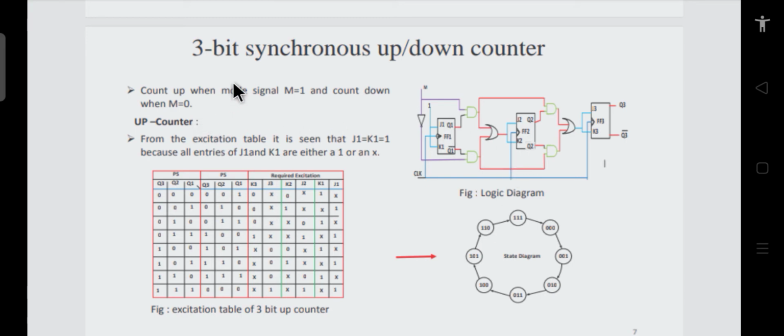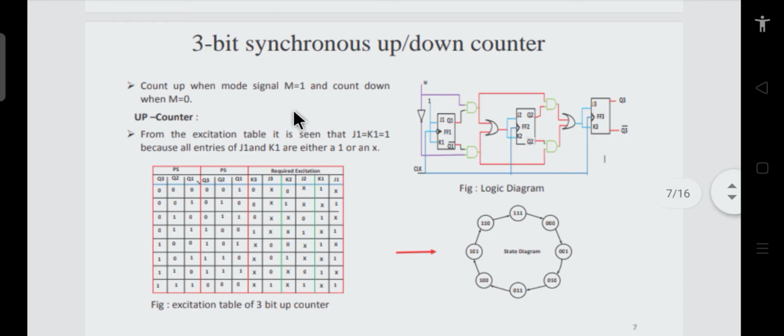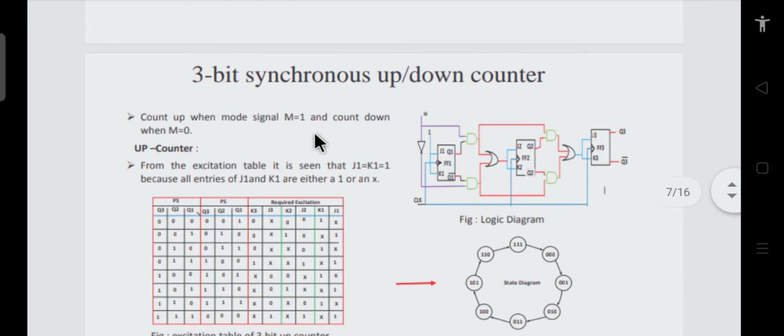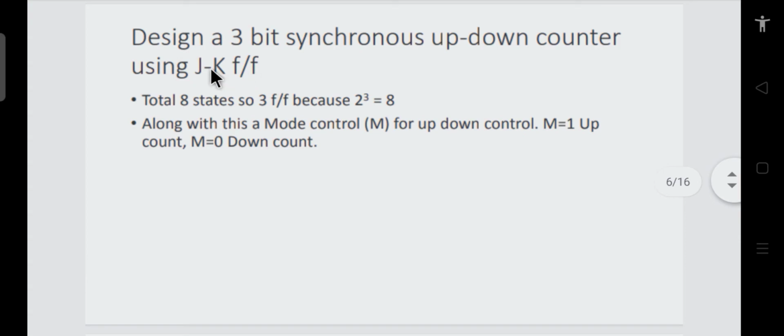So let's say we want to design this 3-bit synchronous up down counter. It is given already in the previous slide that we have to design it with the JK flip flop, so the type of flip flop is given. We have also decided 3-bit synchronous counter, so we know that 3 flip flops will be required. It can count up to 8 in one direction in one mode, and 8 in the other mode, so in total 16 counts it can count.